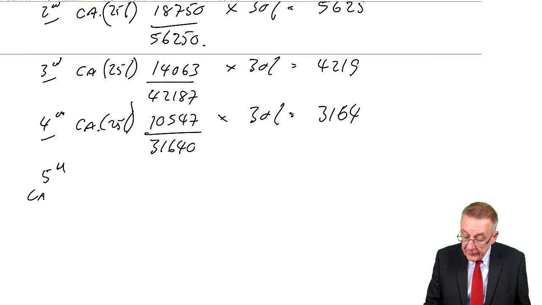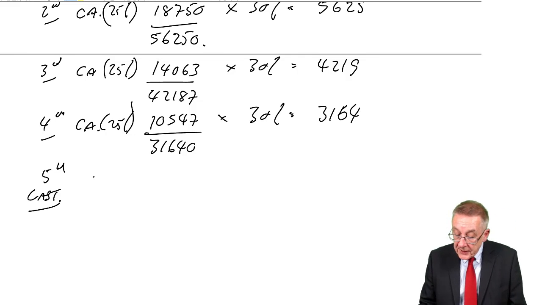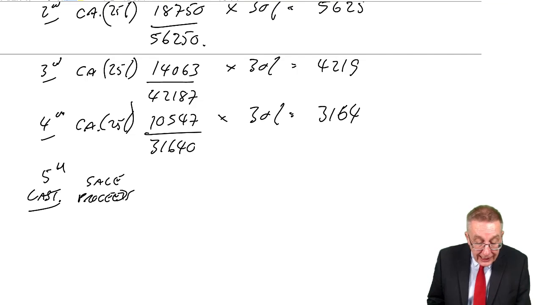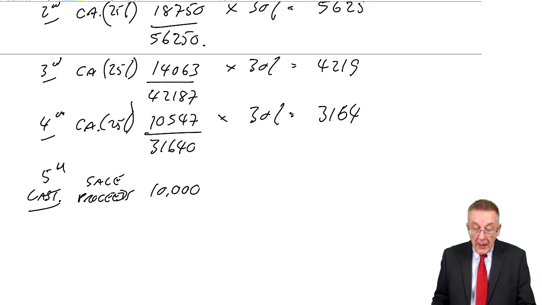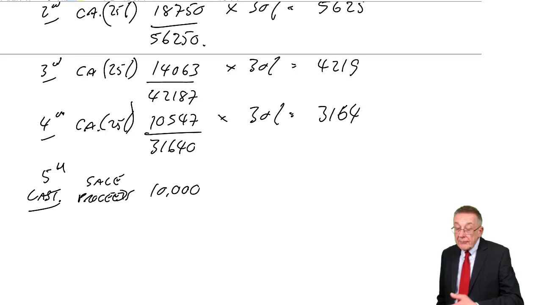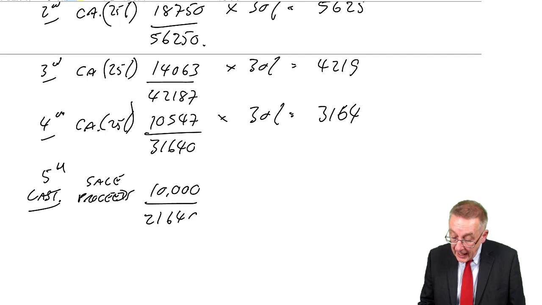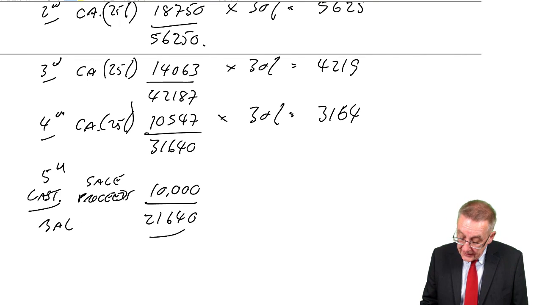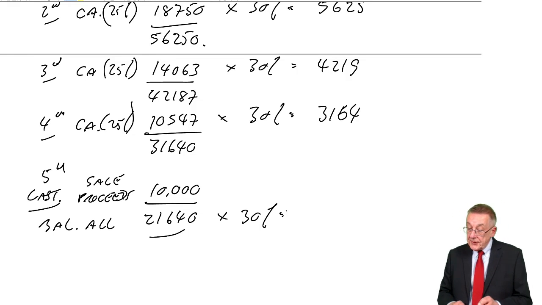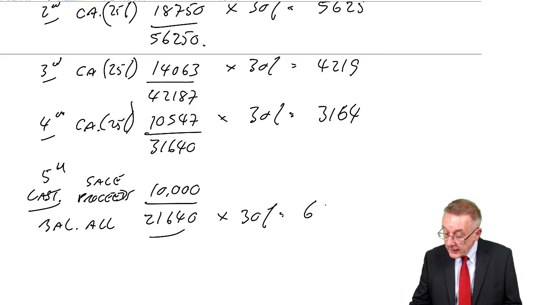Finally, though, the 5th, the last year, we don't have 25%. We subtract the sale or the scrap proceeds, which are 10,000. And remember the difference, whatever's left is a balancing allowance or a balancing charge. Here the scrap value is less than the tax value, so there's a balancing allowance of 21,640. And therefore we'll save tax at 30% of that, 6,492.